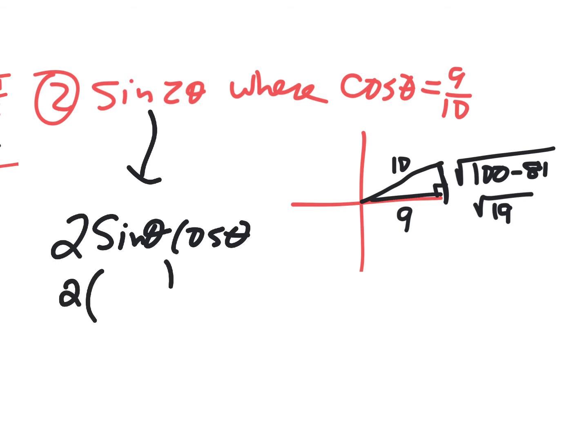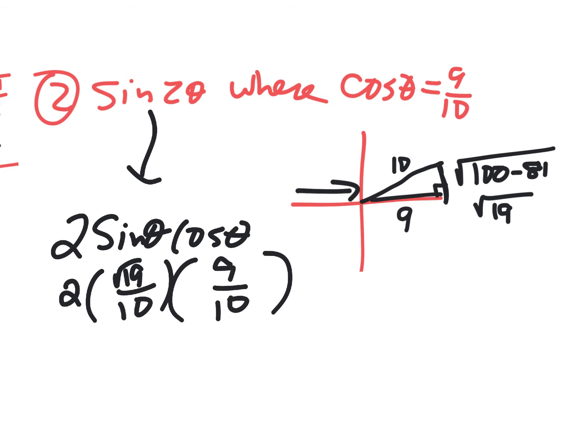And that's 2, and then sine of that angle. I go look over here. Sine is opposite over hypotenuse, root 19 over 10, times cosine, adjacent over hypotenuse, which is 9/10. And now I would do a little simplifying. The 2 in this 10, this is 2 times 5. The 2 cancels. And I get 9 root 19.